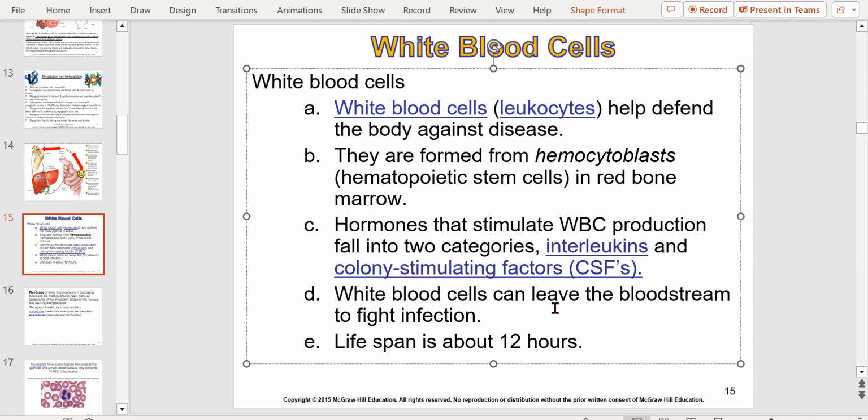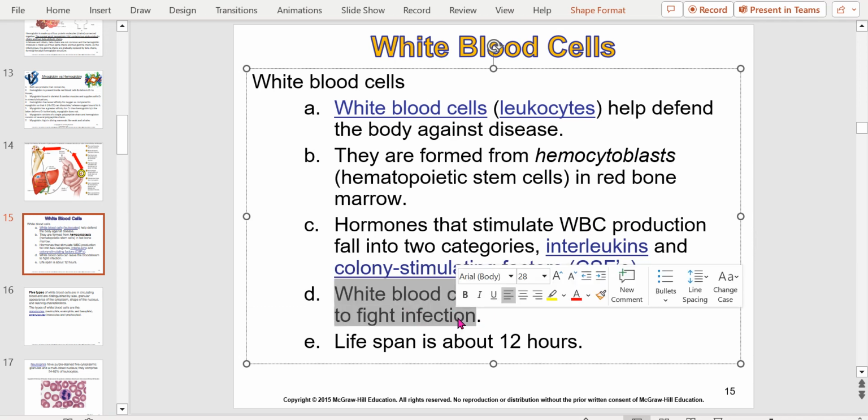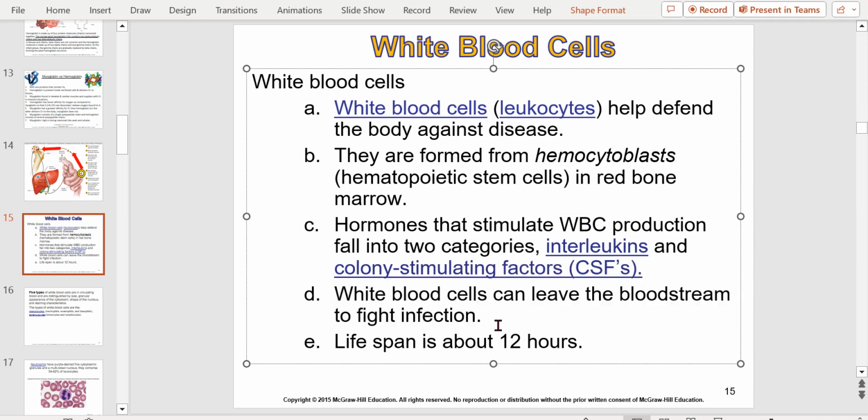White blood cells can leave the bloodstream to fight infection. Absolutely. You won't believe how much these things can jump. We introduced last week the idea that they can move in between blood vessels. They can jump from one to another. Those blood vessels have holes in them. Lifespan tends to be around 12 hours for WBCs.